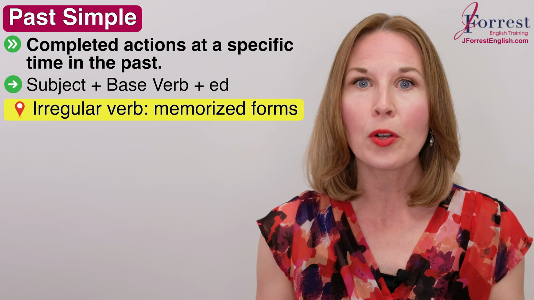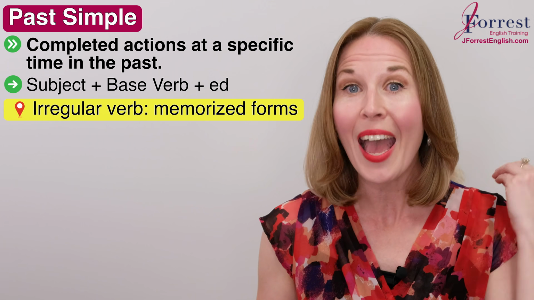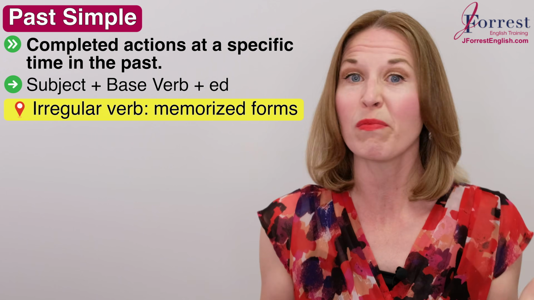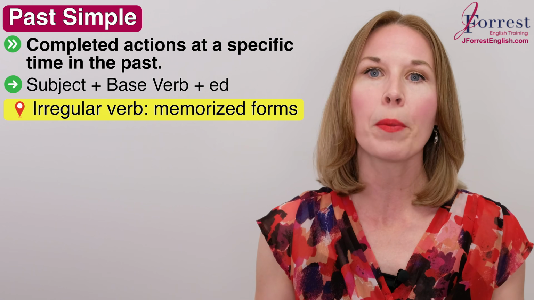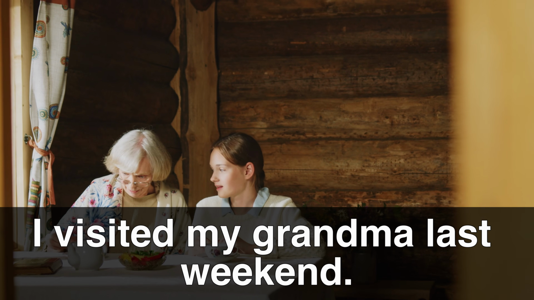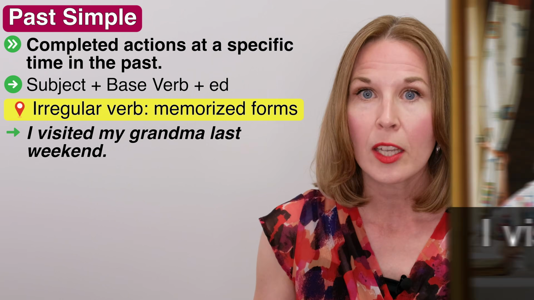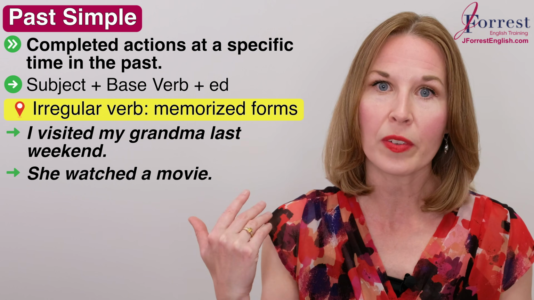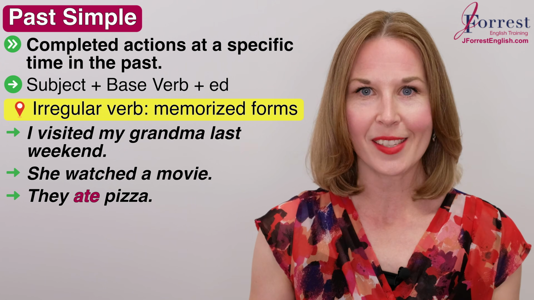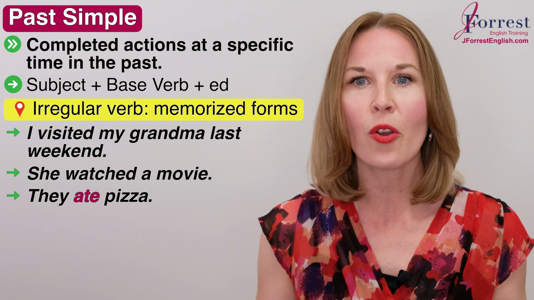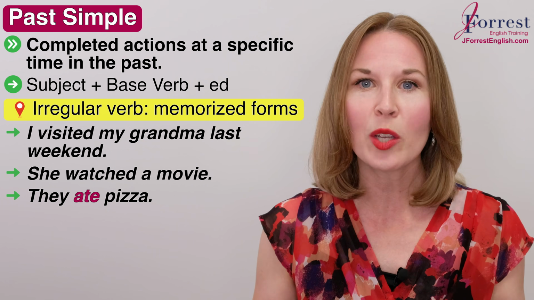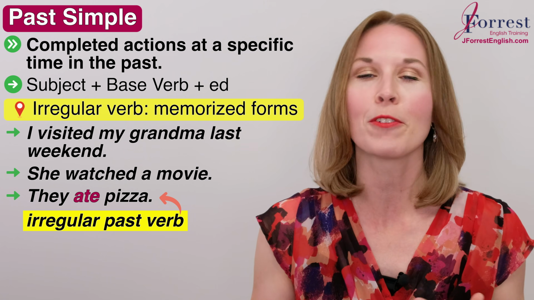With the past simple, you can use a specific past time reference or no time reference. For example, I visited, a regular ed, I visited my grandma last weekend. She watched a movie. They ate pizza. Of course, you already know that ate is the irregular past simple of to eat. I ate a pizza crust off the floor.